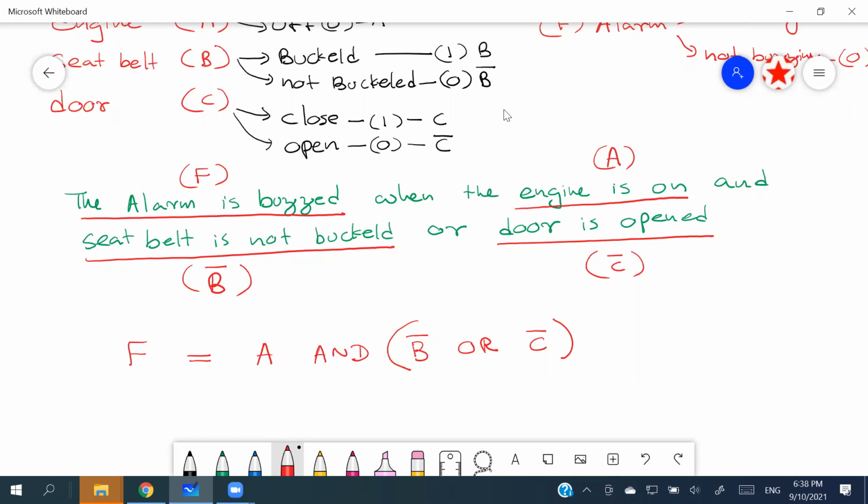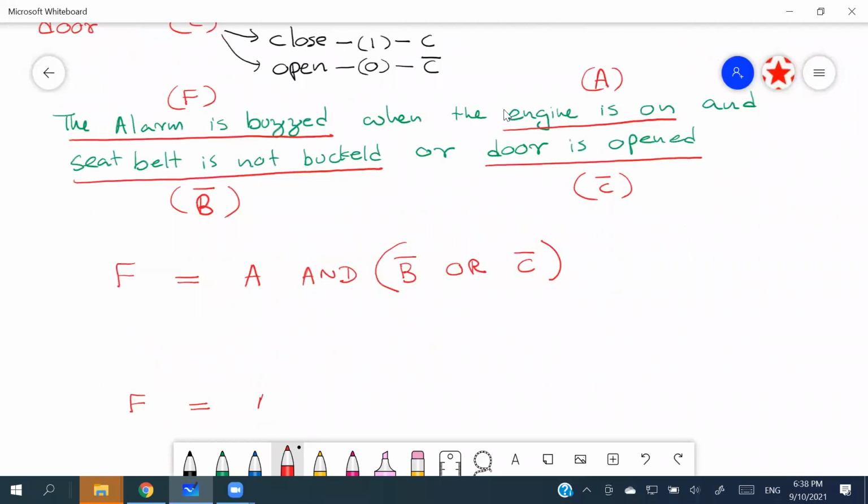So now this can be written very easily. F equals, I'm sorry, F equals A dot (B bar plus C bar). Right, so that is going to be your answer.